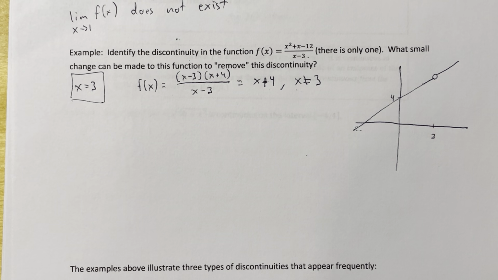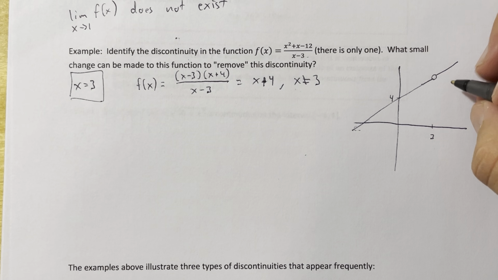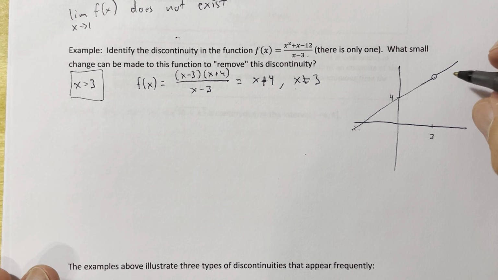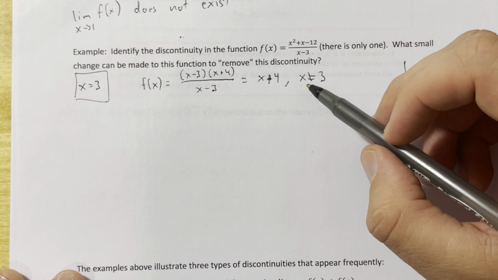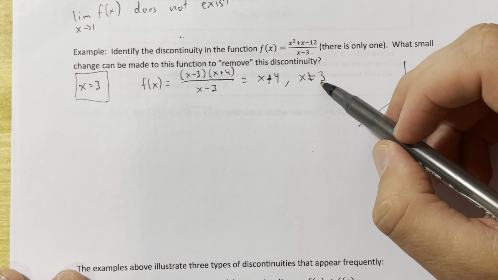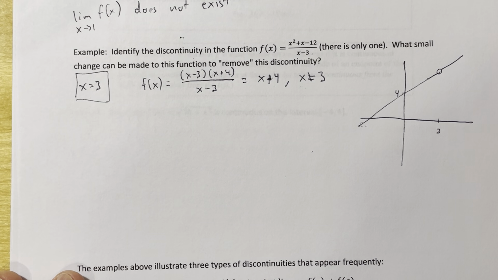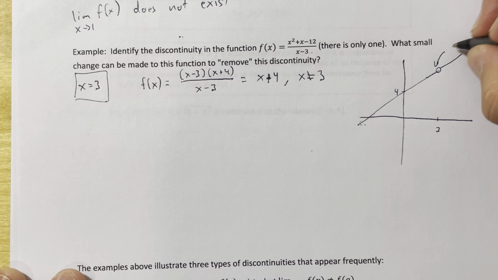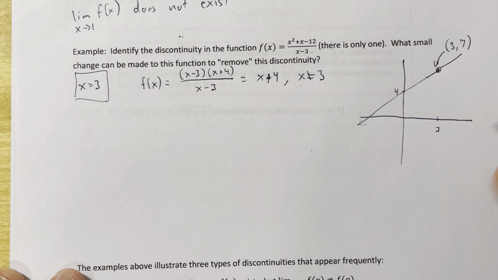Well, it would mean to turn it into a continuous part of our function by plugging it up with another point. I want to put a point in there. But how do we do that? Well, if this function did not have this restriction, if x was allowed to equal 3, then I could plug 3 into this. 3 plus 4 would give me 7. So I want to add the point (3, 7) to my graph here, because then that would plug that hole, and now I have a continuous line.